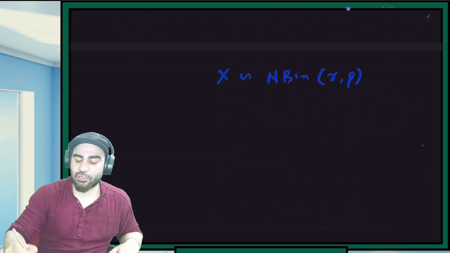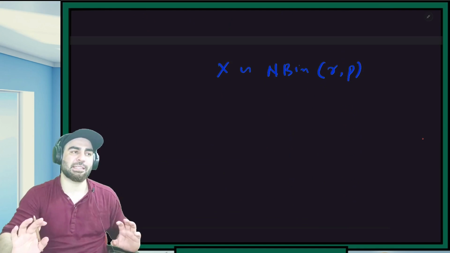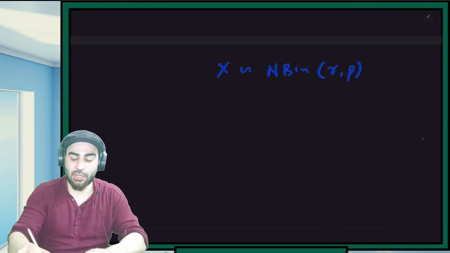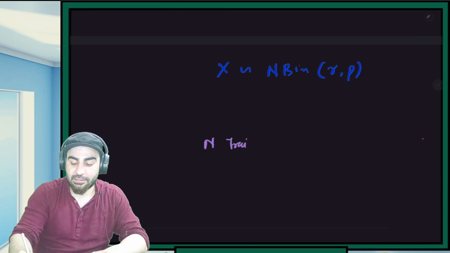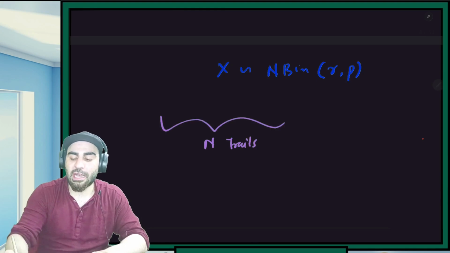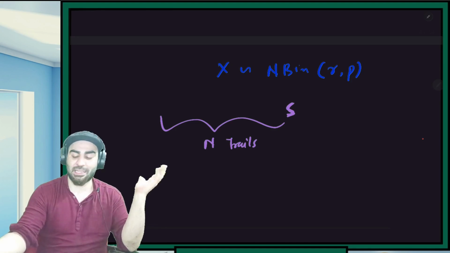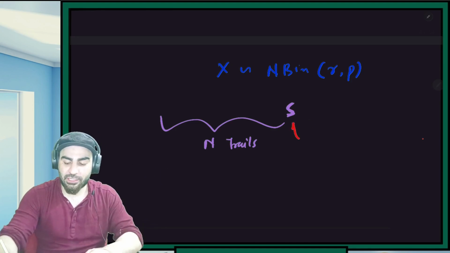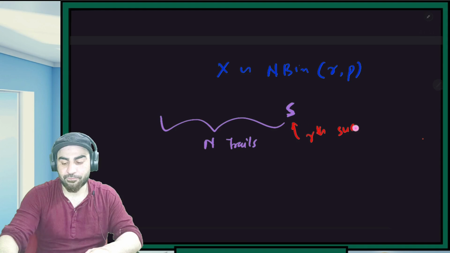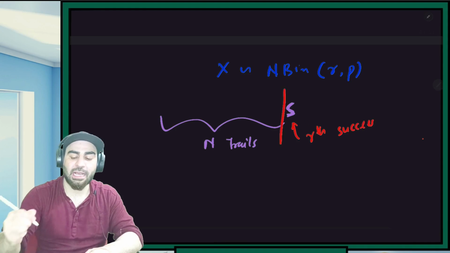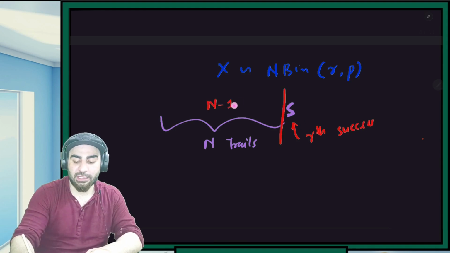The first thing that should come to your mind: if I want r successes in n trials, let's suppose I have n trials. For sure, the last trial will be a success, because that is why I stopped. I wanted r successes, so I got r successes. So this is my r-th success. Before this, I am left with n minus 1 trials.